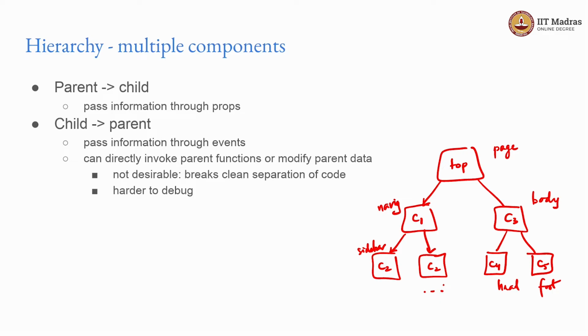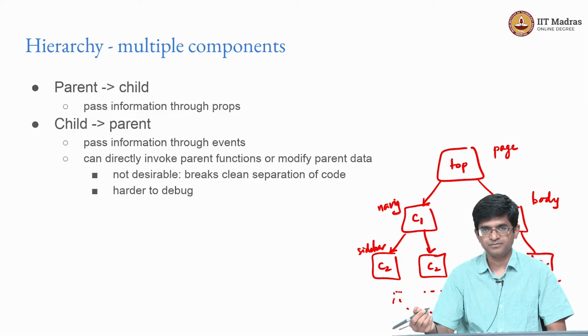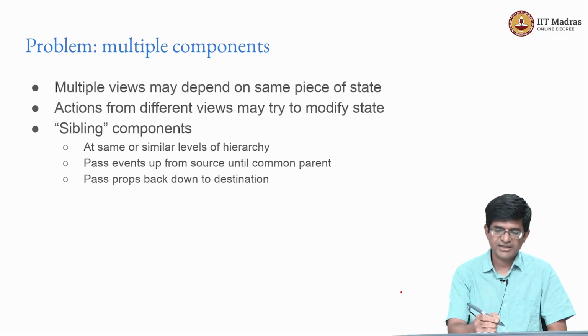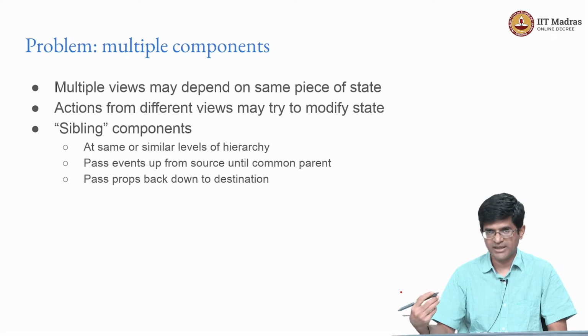But you can see that there is a problem here. How does C2 for example communicate with C4? Let's say that there is something in the sidebar that needs to modify something that appears in a header, and that is essentially where the problem with multiple components arises. Multiple views in the system, each of those components defines some part of the view, and multiple views may depend on the same piece of state.